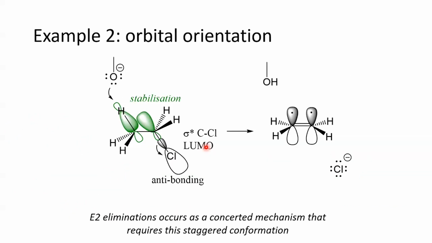We can also see the reason why E2 eliminations typically occur in this staggered conformation. Here we have our chlorine leaving group, we have our base coming in to attack one of the hydrogens on the other side of the molecule. We can see that the base specifically is targeting this hydrogen, because the electrons that make up the sigma bond to that hydrogen can be cooperatively transferred into this newly vacated orbital made when the electrons transfer down to the chloride.